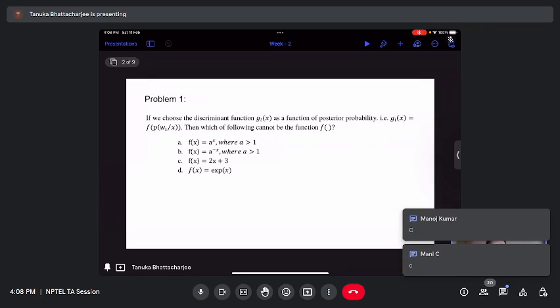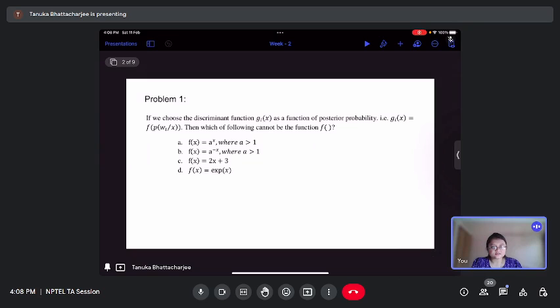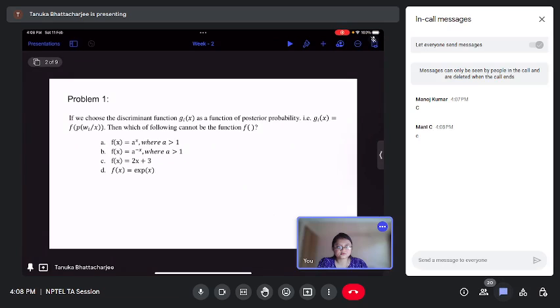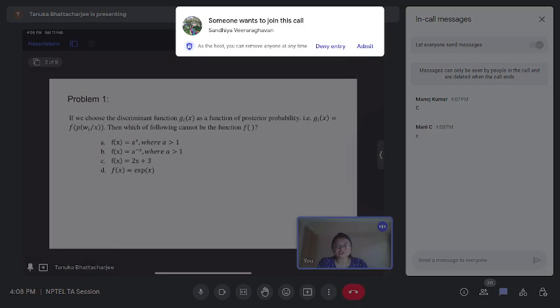Manoj is saying option C. Mani is also saying option C. Can you tell me the reason? You can unmute and speak up. One of you, Manoj or Mani, please give me the reason why you think C cannot be the function f.